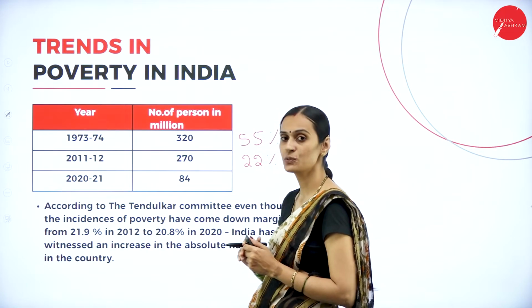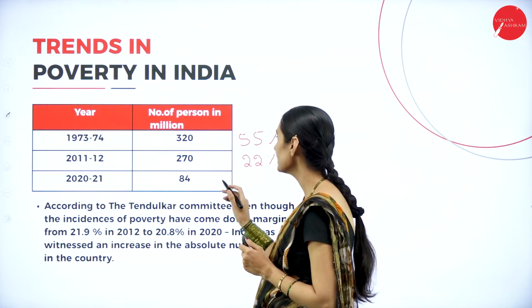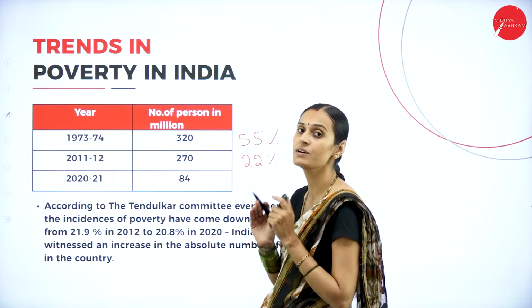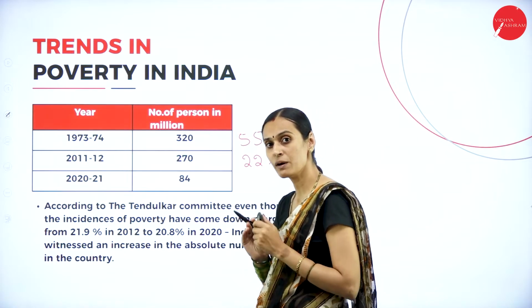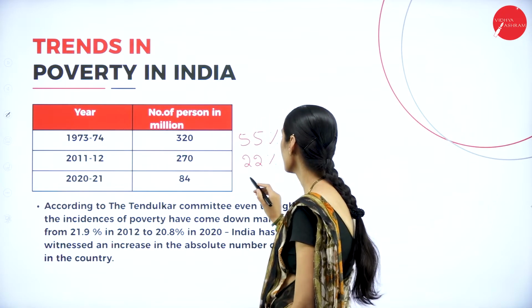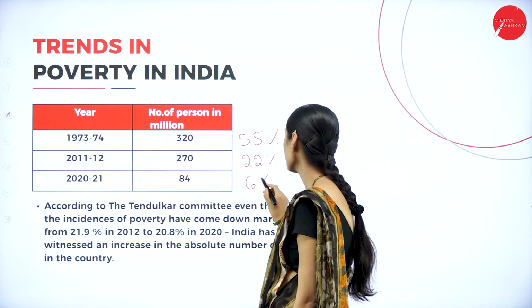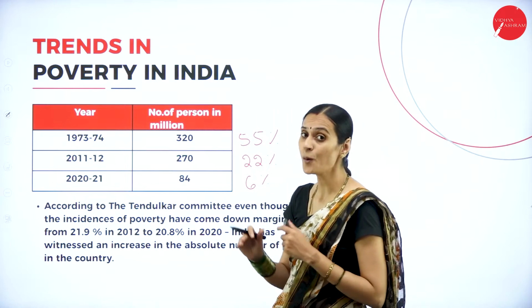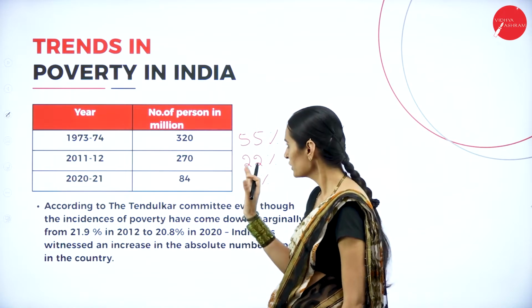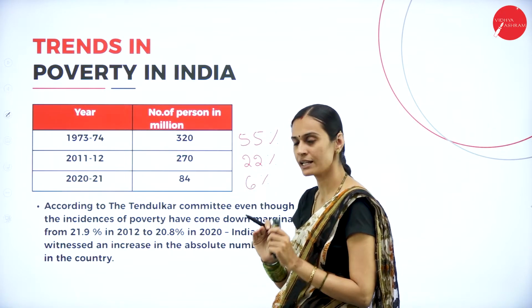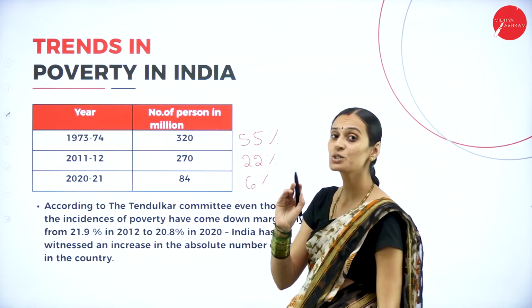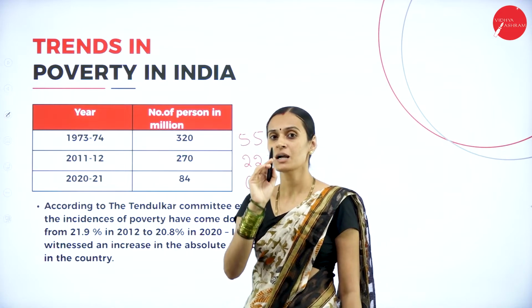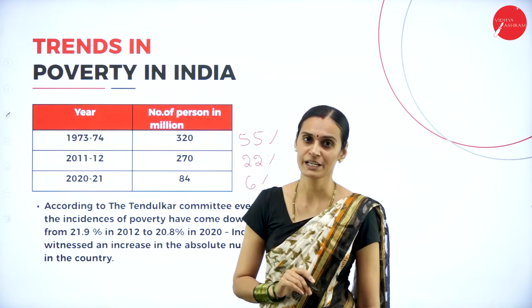Next one, 2020-21. 84 million persons come under the below poverty line, and that is approximately 6% of the total population. Because the population is increasing, the proportion of poor is declining. So that is 6% of the total population below the poverty line.